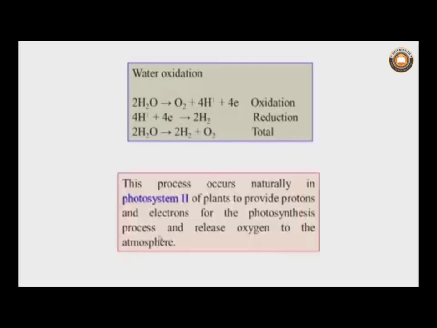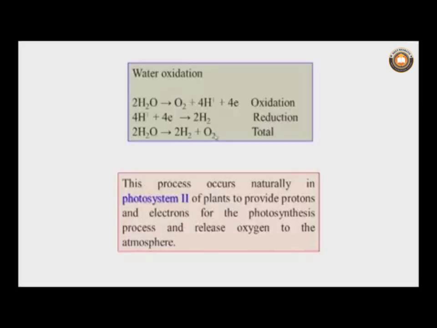So, this particular process that we see there is a natural process, and we also consider it as photosystem 2, which is provided by the plants. This particular reaction is providing us protons. These protons are formed along with the electrons for the photosynthesis process, and oxygen is released to the atmosphere. That is why we get the release of oxygen.